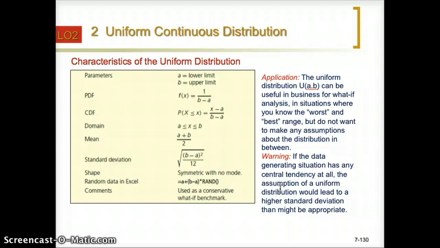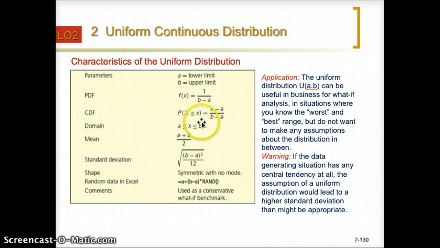And when we're talking about a distribution, we care about two things. First one will be the parameters. Second one will be the PDF and the CDF. For the parameters, there are two parameters for the uniform distribution. There will be the lower limit and the upper limit. And this is the formula for the PDF, the probability density function for the uniform distribution.